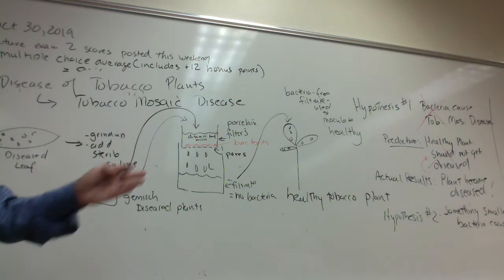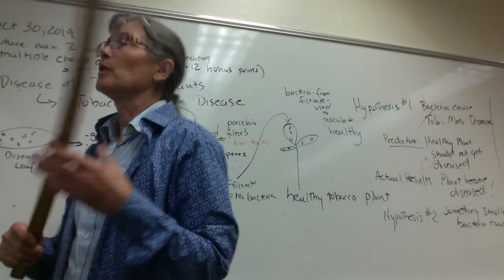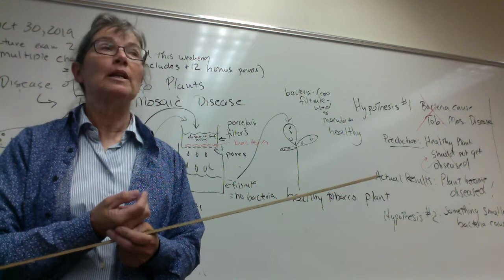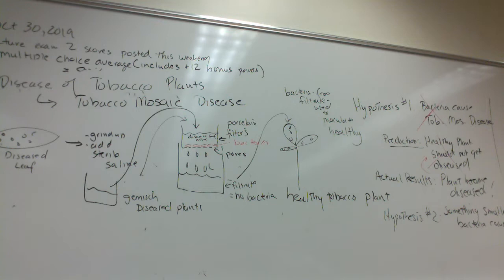And as always in science, if we have cool experiments with cool results, we always want it to be repeated by somebody else. And this was what was so awesome. Only a few years later, a Dutch botanist, Martinus Beijerinck, repeated Ivanowski's experiment and got the exact same results. So it was repeatable. And it was Beijerinck that first came up with a term for this something smaller than a bacterium. He was the first person to use the term virus. He called that something a filterable virus: filterable, smaller than a bacterium, can cause disease.